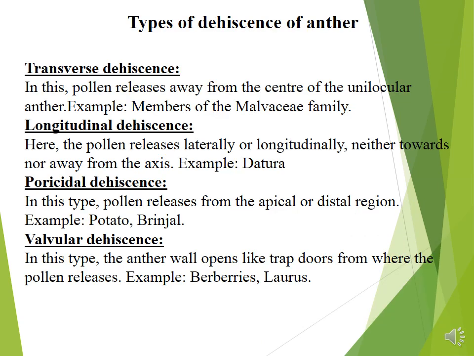Type of dehiscence of anther. Dehiscence means how the pollen is released from anther. Now see the four types of how the pollen is released from anther. Transverse dehiscence, longitudinal dehiscence, poricidal dehiscence and valvular dehiscence. Transverse dehiscence, in this the pollen is released away from the center of the unilocular anther. Example, members of the Malvaceae family.